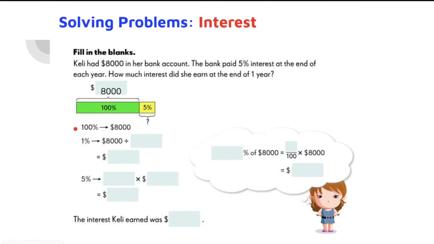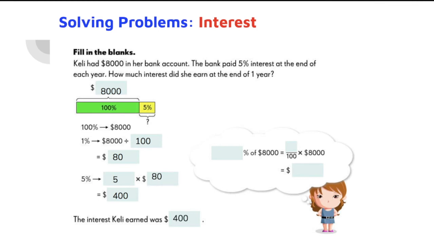So first, let's get 100%, which is equal to 8,000. And then let's get the unit percent or 1%. So we divide $8,000 by 100. And this will give us $80. And finally, get 5% of the amount. Just multiply 5 times 80, and this will give us $400. So the interest Kelly earned was $400.